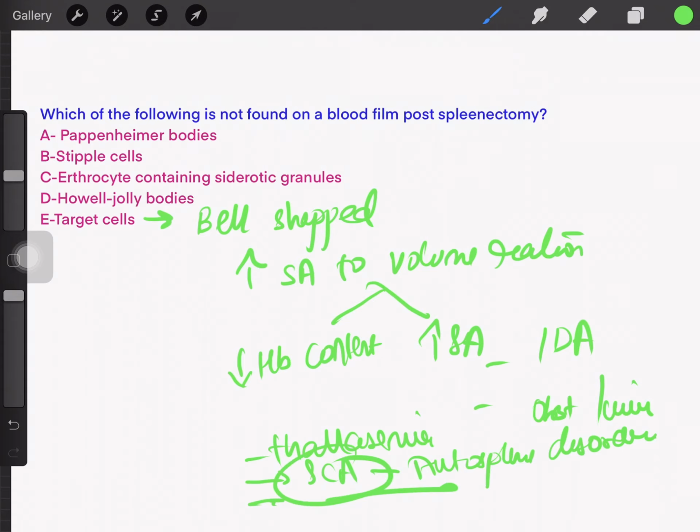So basically this can be seen, this can be seen, this can also be seen, but basophilic stippling can never be seen. So the most likely answer here seems to be basophilic stippling.